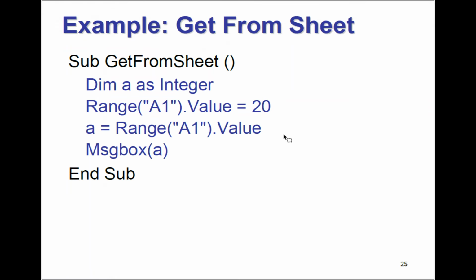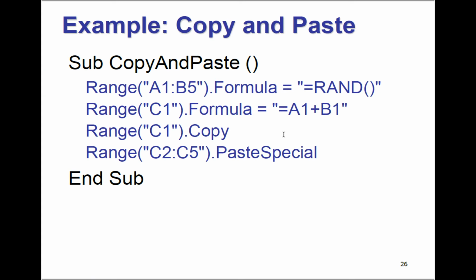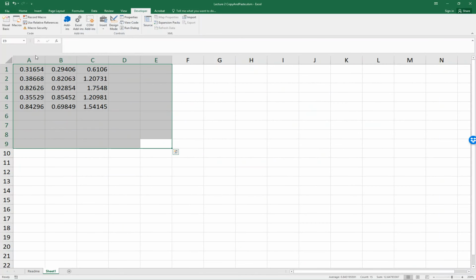So the next thing we want to say, once we put in and extract, the very common thing we do is copy and paste. So what I'm doing here is I set A1 to B5, a formula that makes random numbers, and C1 will be calculating the value of A1 and B1. And here I copy the C1 value and paste it to C2 to C5. So let's see how we do it in the spreadsheet. There's something here, but I clean it out. Okay.